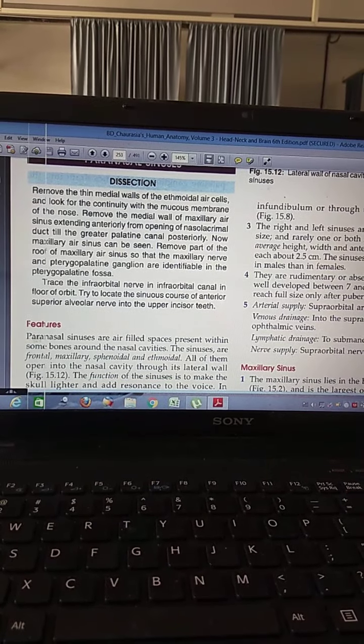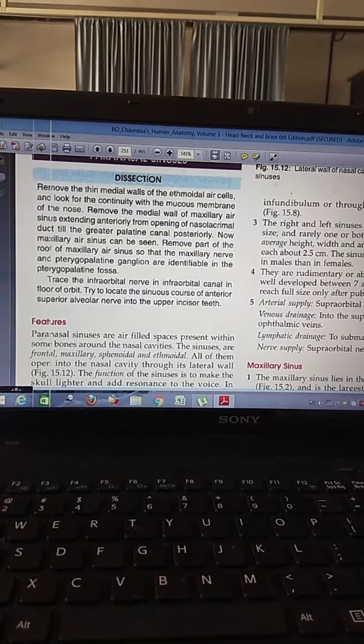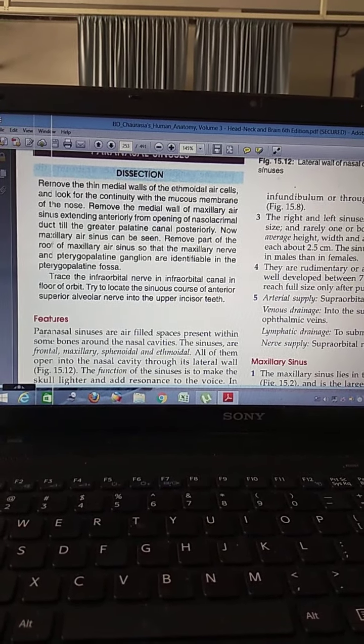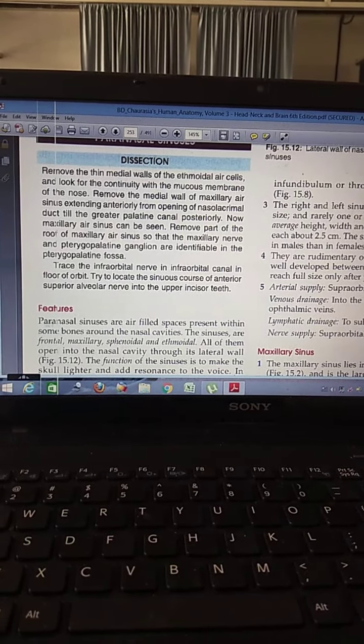Now its arterial supply is the supraorbital artery. Venous drainage: it is drained by the superior ophthalmic vein. And lymphatic drainage goes to the submandibular nodes. Nerve supply is the supraorbital nerve.